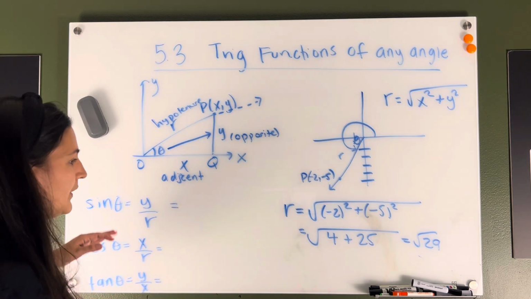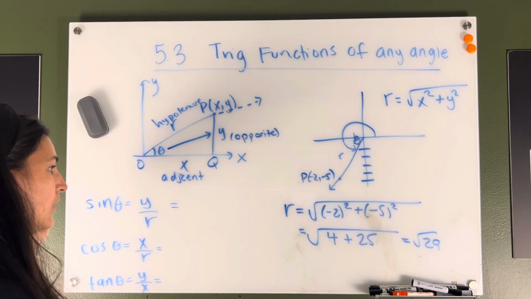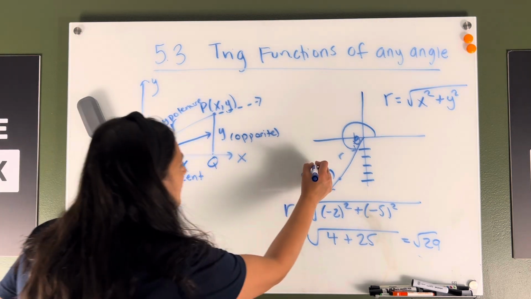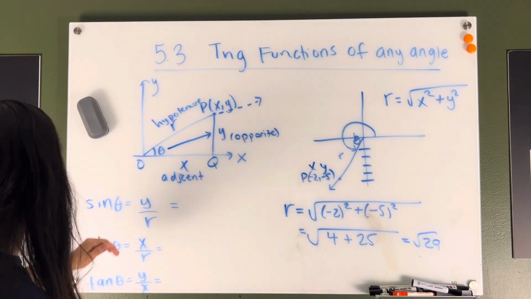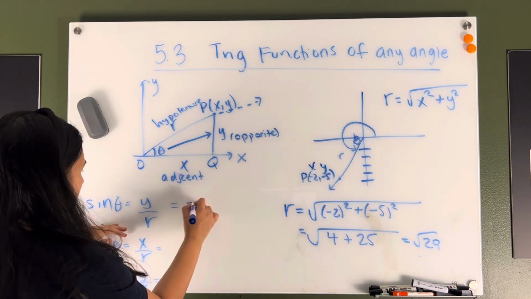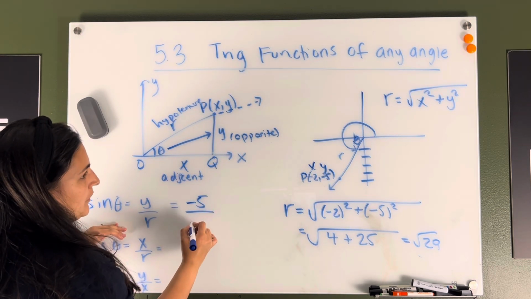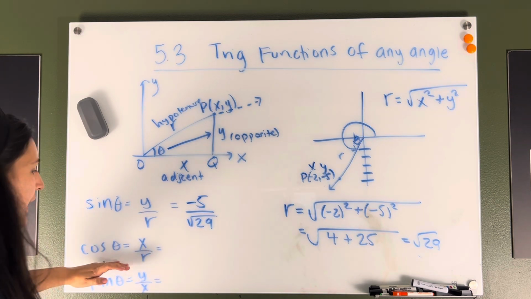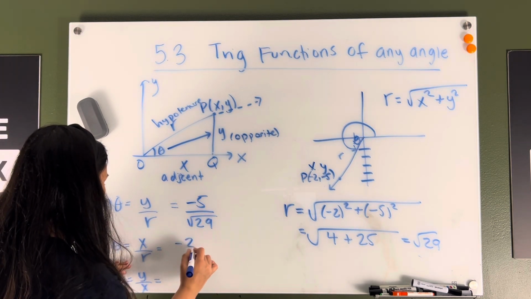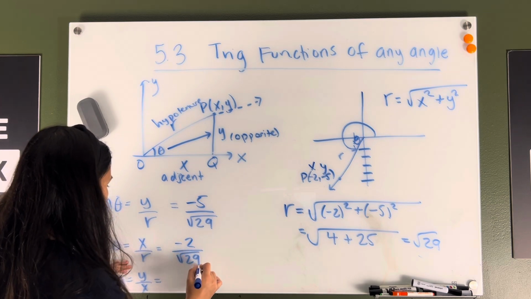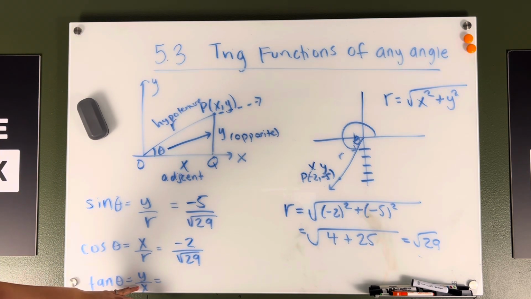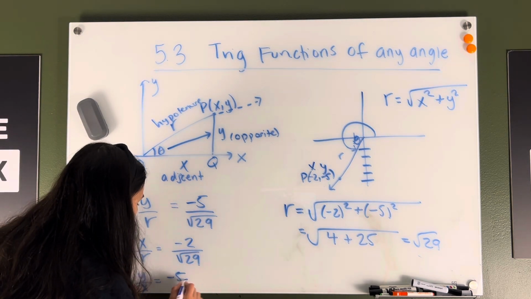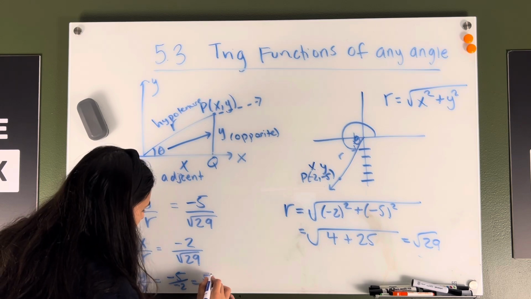Okay, so over here we have y over r, so it'd be -5 over the square root of 29. Okay, x over r, -2 over the square root of 29. And then tangent, y over x, would be -5 over -2, which is 5 over 2.